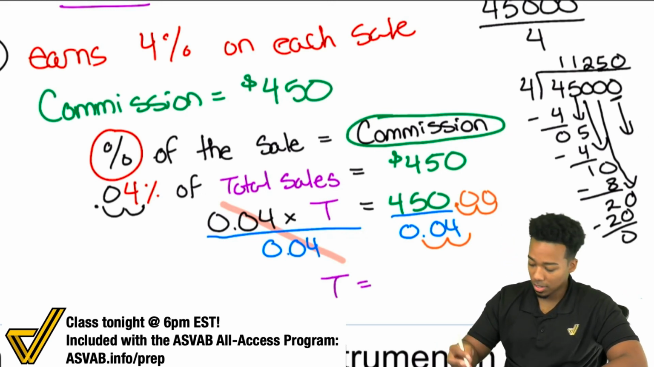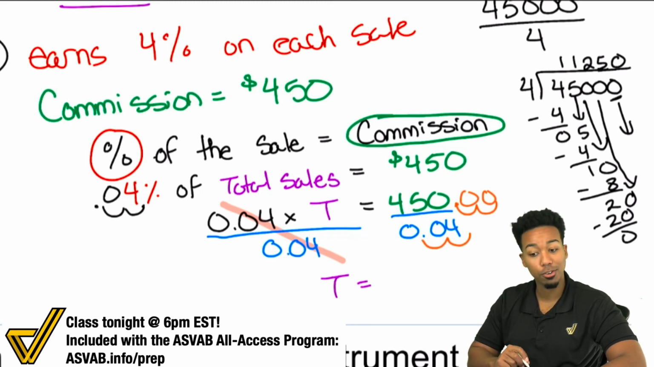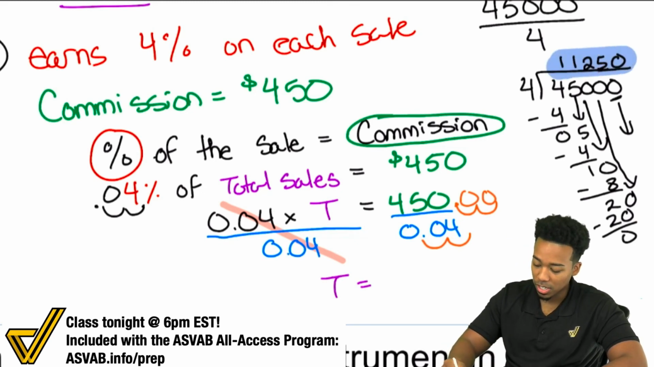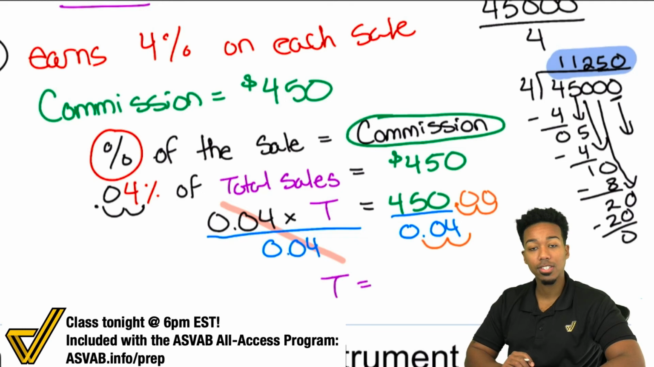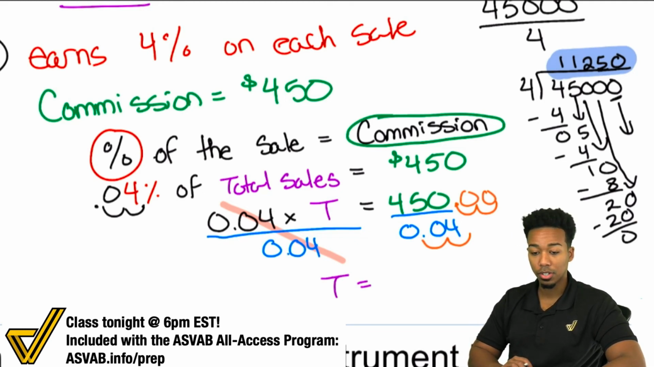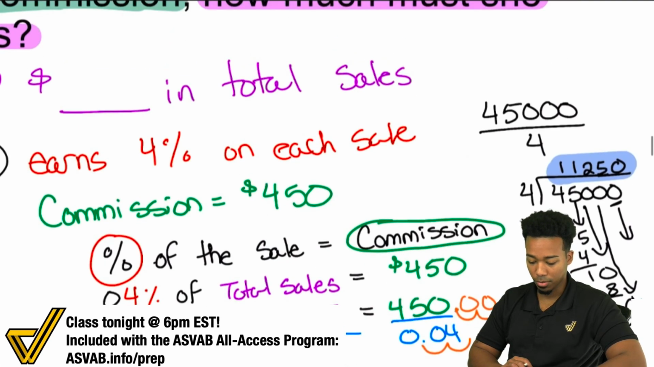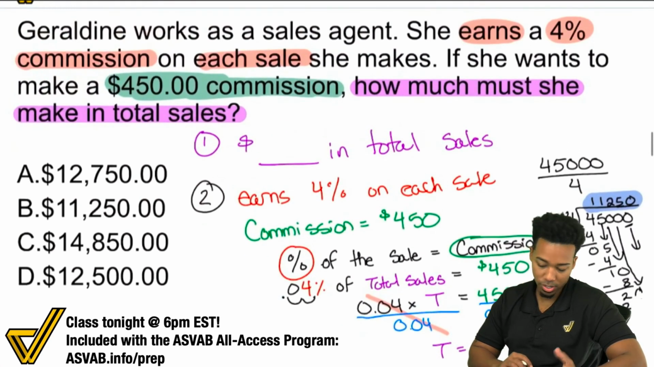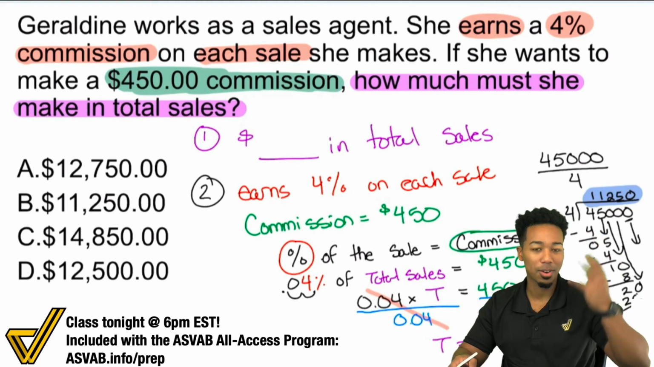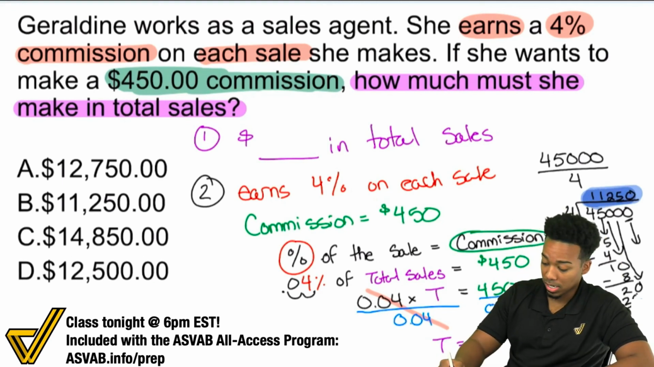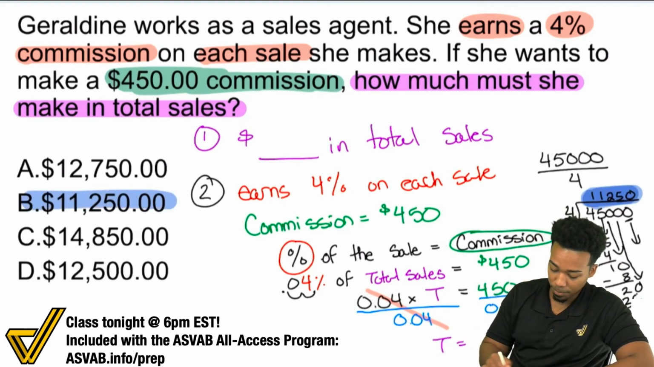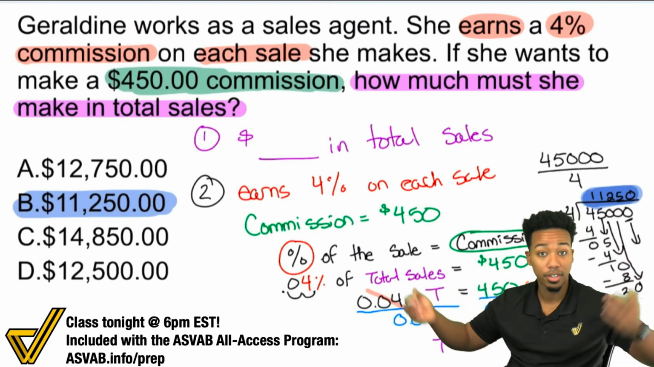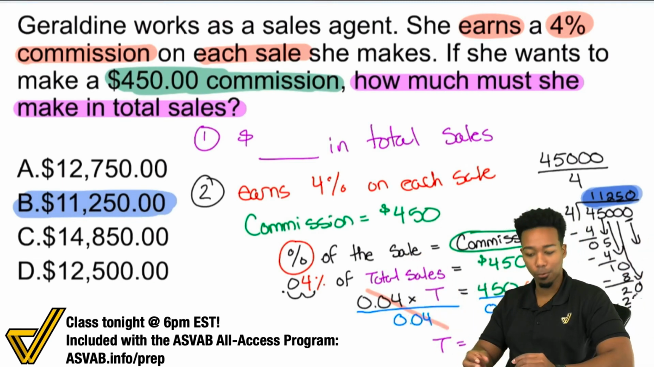So it looks like to get that commission check of $450, Geraldine's going to have to sell $11,250 worth of a home. Or, are we talking about homes here, or just regular sales? Sales agent, okay, cool. Because I made the analogy of a home. But it just looks like we just need to sell $11,250 worth of whatever to get that commission check of $450. And that's it right there, my party people.